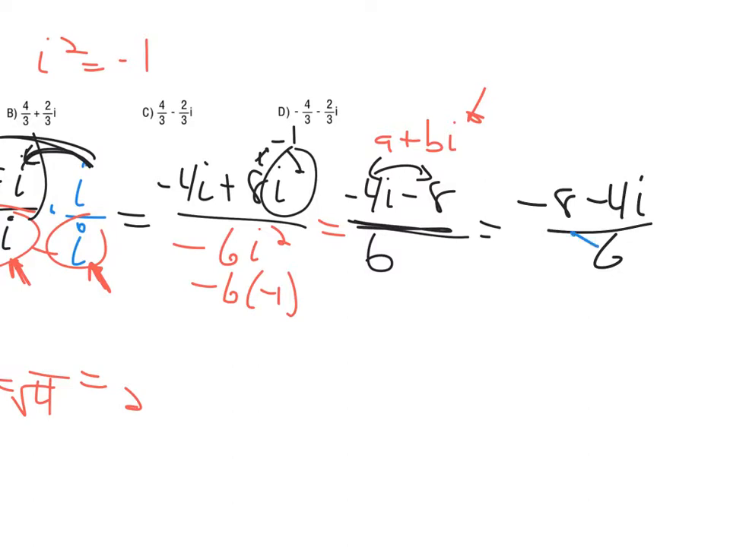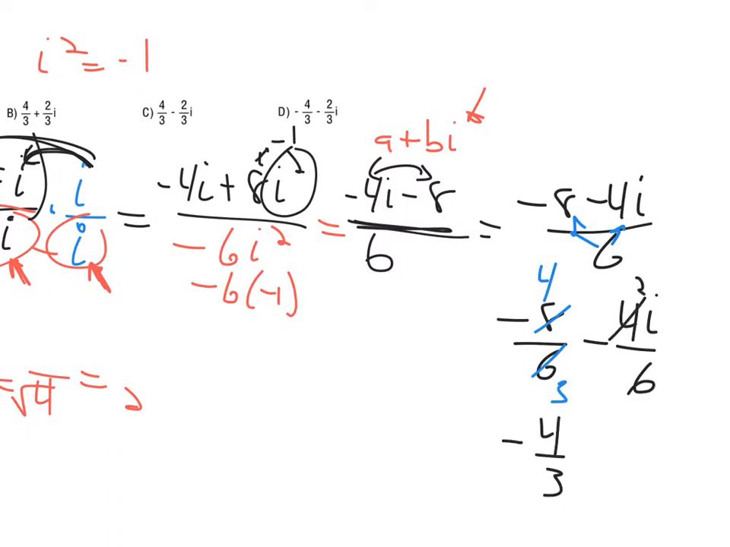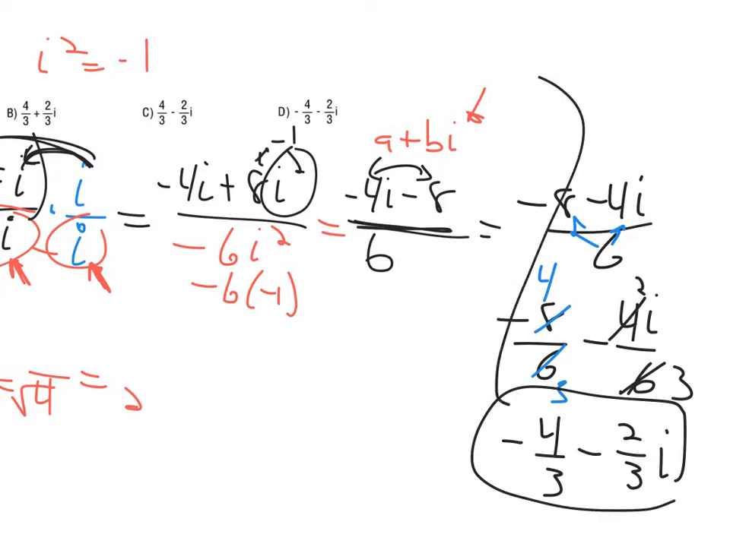I'll now take the 6 and divide it into both parts up top. So I have negative 8 over 6 minus 4i over 6. And now I'll simplify. 2 goes into 8 4 times. 2 goes into 6 3 times. So it's negative 4 thirds. 2 goes into 4 2 times. 2 goes into 6 3 times. So minus 2 thirds i. So here my answer is letter D, negative 4 thirds minus 2 thirds i.